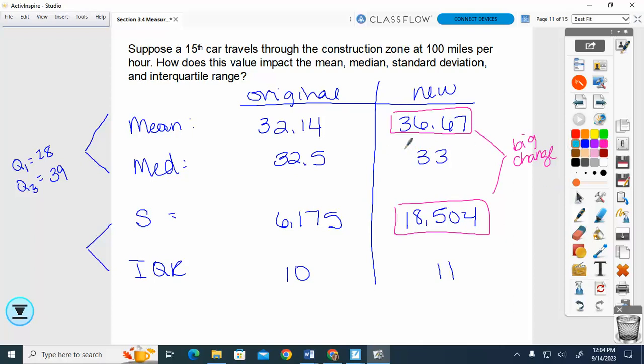But if I look at these, 33, that went up by a half. Interquartile range went up by 1. Those are small changes. Those values are more resistant. So that, again, goes to show us if we have nice, symmetric, bell-shaped data, we like the mean and standard deviation. But if our data is skewed, then the median and interquartile range are going to be better to look at. Any questions there?